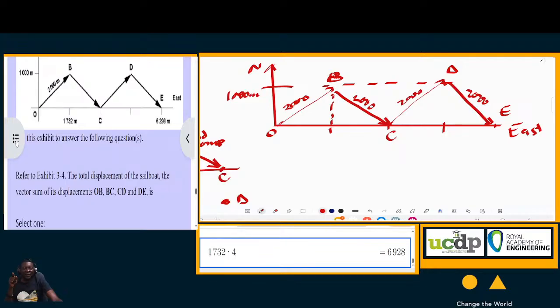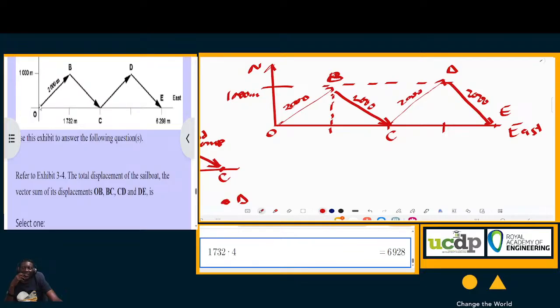As the displacement is defined, I'm not sure now. As the displacement is being defined, it's a short distance of a particle moving from one point to another point. So since the total distance is 8,000, I think the displacement is 4,000. It can't be half. That's getting interesting.